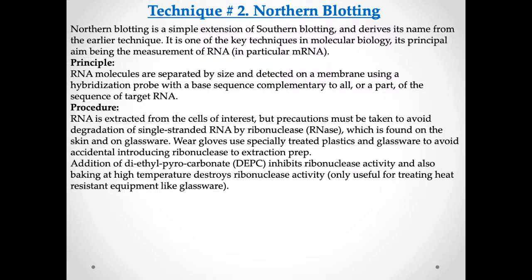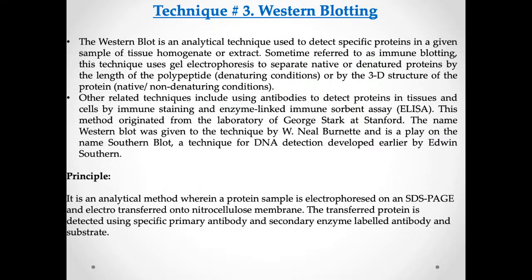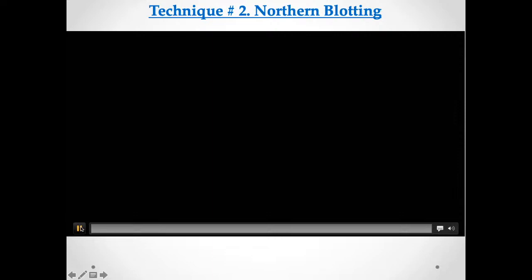In the same way as we have seen here, when you're doing RNA, it's a particularly similar process, but we have to deal with RNases, because in our body, in our skin, RNase is present, and this will degrade the RNA. So we add diethyl pyrocarbonate (DEPC), which inhibits ribonuclease activity. Also, baking at high temperature destroys the ribonuclease activity. So all these things are taken care of. All processes are the same. So let's check how it is done.